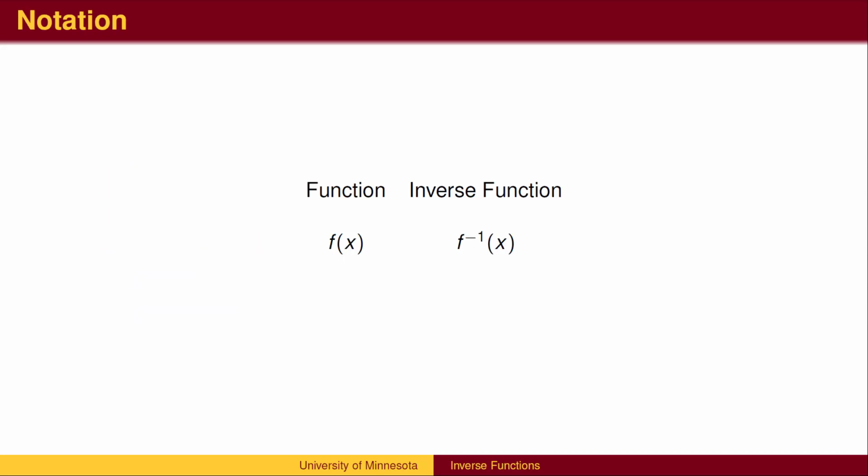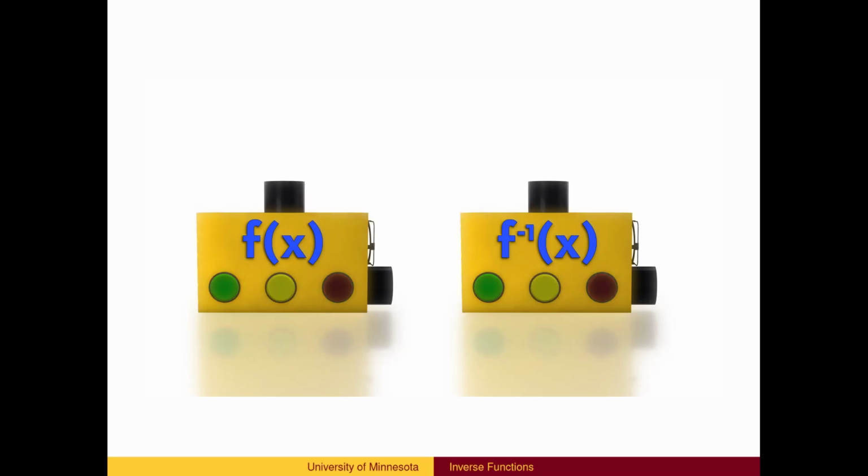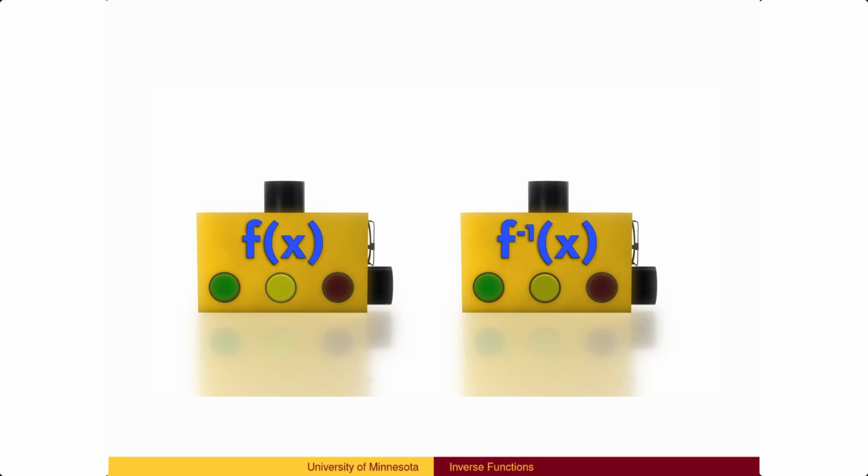Symbolically, given a function f of x, we denote the inverse using a superscript -1. The symbol on the right is read f inverse. If a certain function takes x as its input and produces y as its output, the inverse of that function will convert the input y back to the output x.